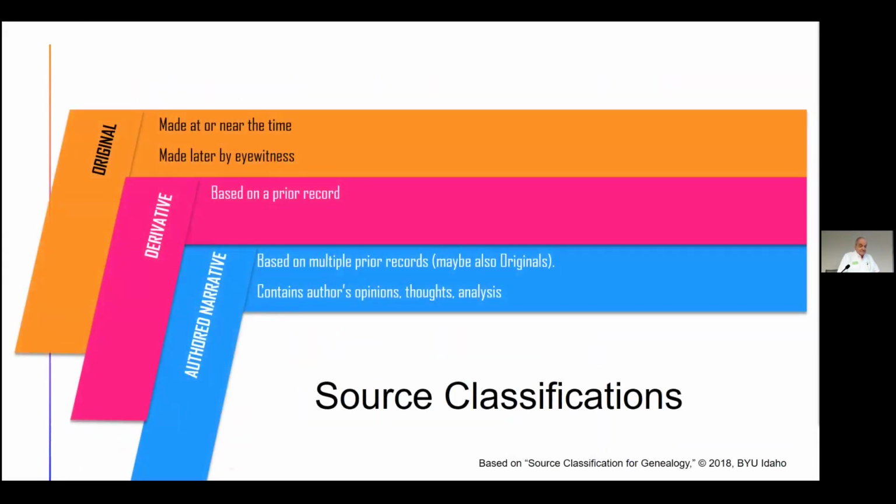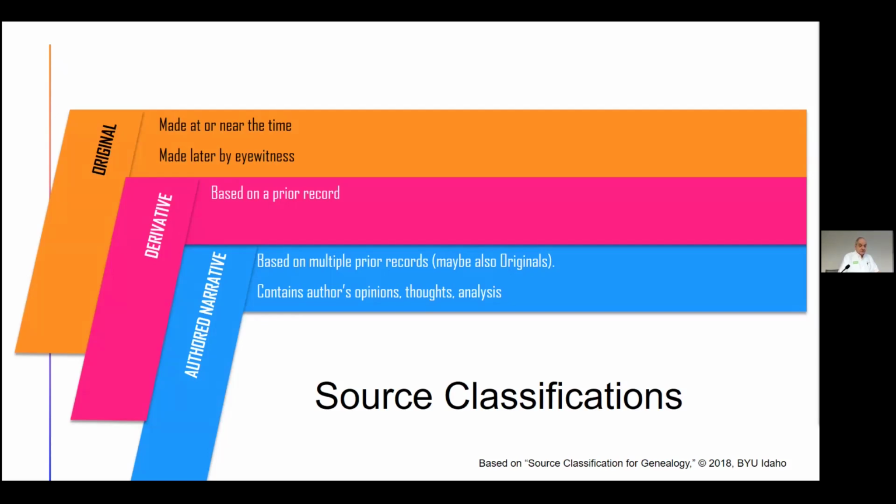Now, sources. There are three types of sources that ICAP Gen works with. They call them the original sources. These are the gold standards, the ones made at or near the time an event happened: birth certificates, death certificates, christening records, burial records. Family Bibles fit in here because people put the information down shortly after it happened.